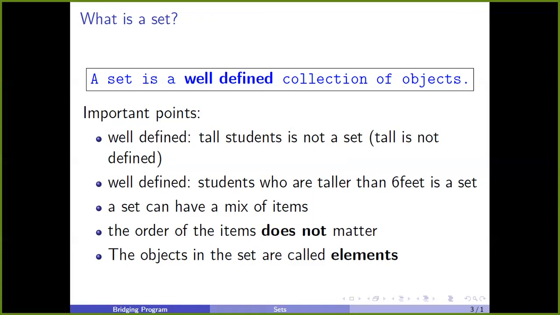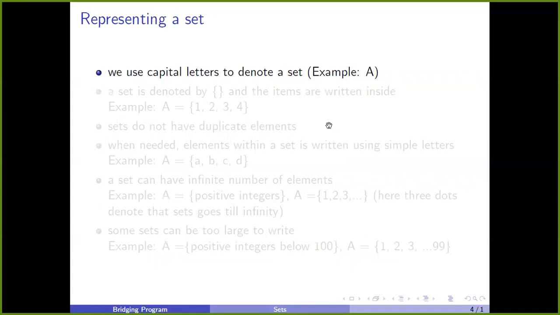Going back to the example that I used earlier, 1 2 3, these numbers are elements of this particular set. When we want to write a set, we usually use a capital letter to denote it. Say capital A can be a set, capital B can be a set, C, D, and so on. And the elements in the set, we write them within curly brackets. For example, I have a set called A, and in this set, I have 1 2 3 4. These four numbers belong to that set, and this is how we write it.